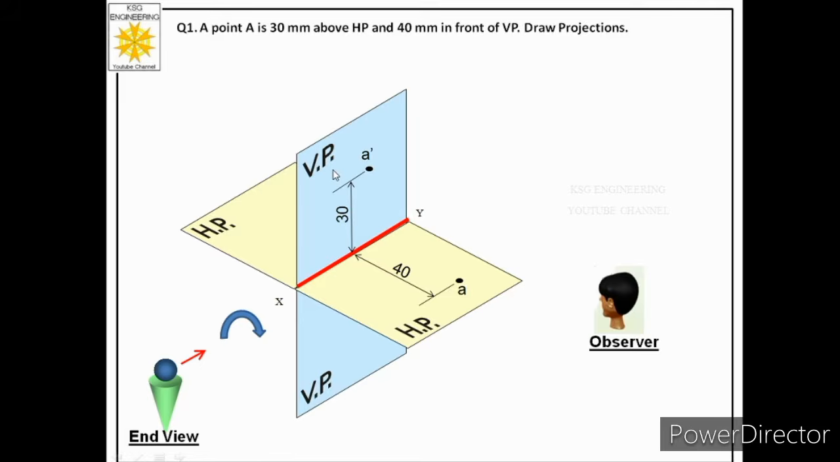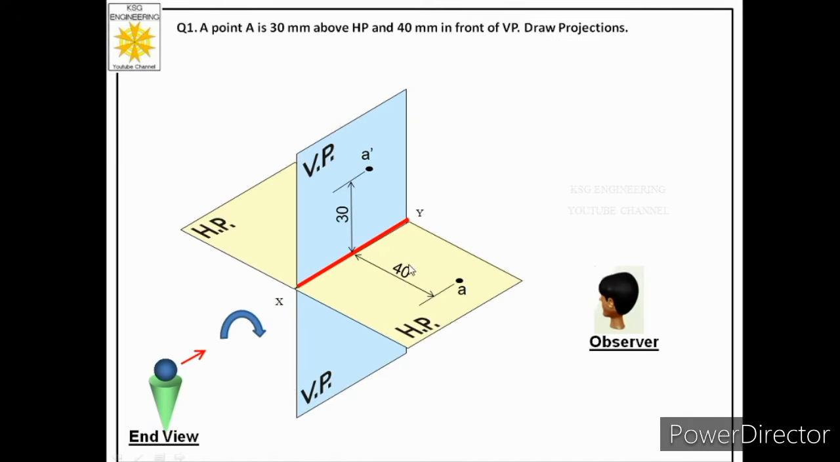Front view is obtained on vertical plane and the top view of the point is obtained on horizontal plane. Now we know that this is in 3D, and of course we work on paper, so we work on 2D. And in the previous lecture on quadrants, we learned that in order to convert 3D solution into 2D, we rotate HP clockwise by keeping VP stationary.